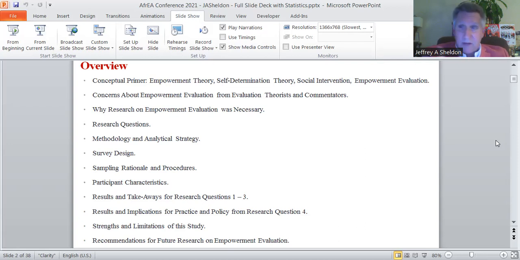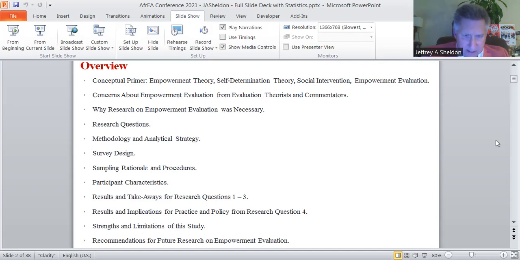Then we'll go through the machinations of the study. We'll talk about the research questions, the methodology and analytical strategy, the survey design, the sampling rationale and procedures, certainly participant characteristics, because a very good percentage of the respondents to my survey are from African countries. So I think it's important to share that information.